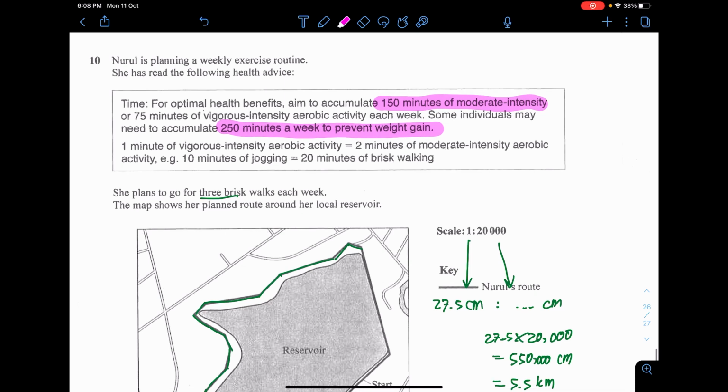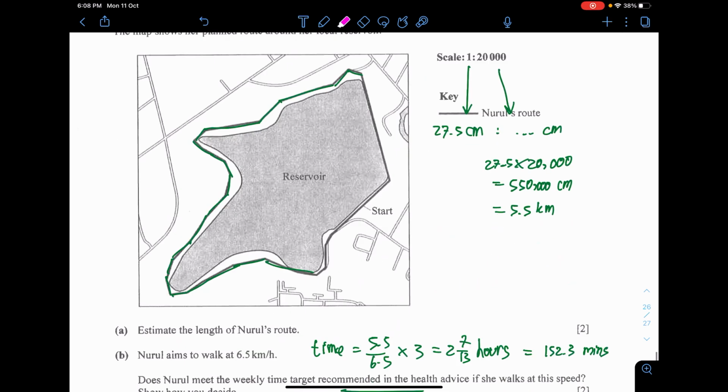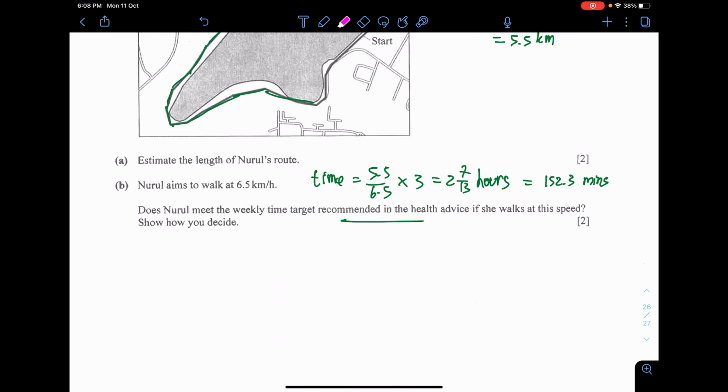She is actually trying to do that. Okay, so meaning to say that she is actually above the recommended hours, above 150, right? This is 152 minutes. Okay.